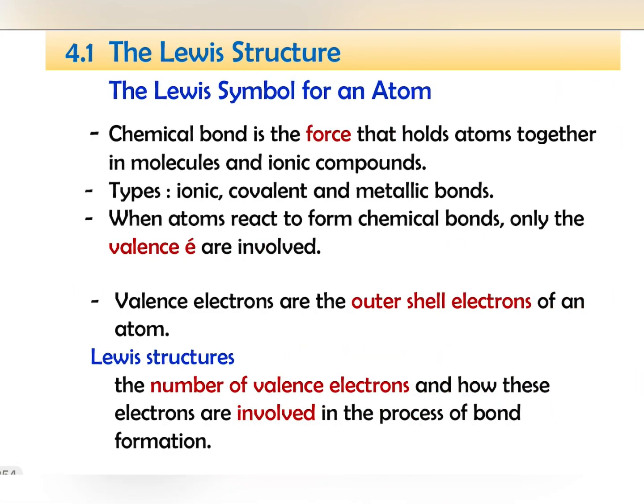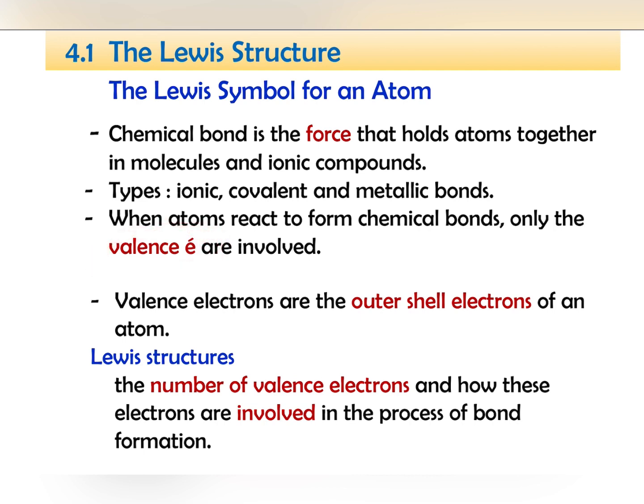Okay, so chemical bond is the force that holds the atoms together in a molecule or in ionic compounds. So we have ionic bond, covalent bond and also metallic bond. So you guys should be familiar with the types of bonding. Okay, and when atoms react to form a chemical bond, it only involves the valence electrons.